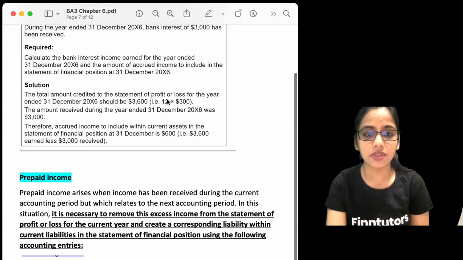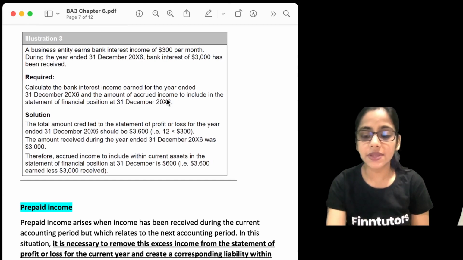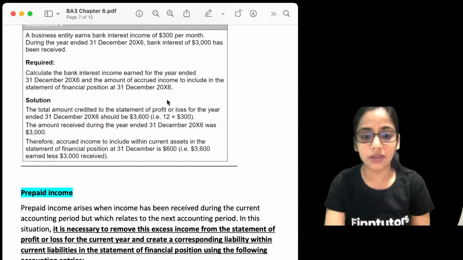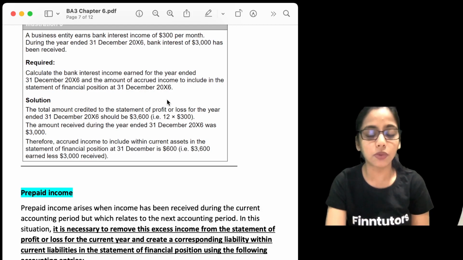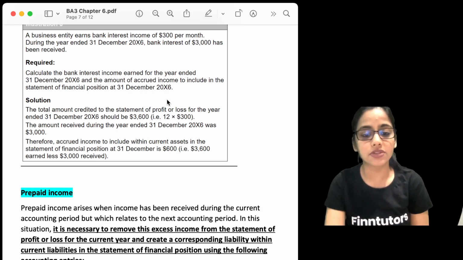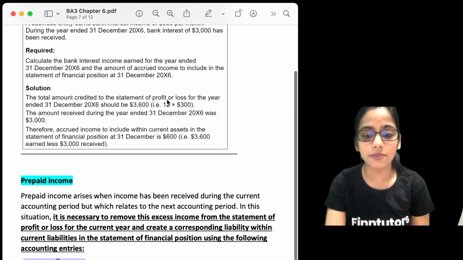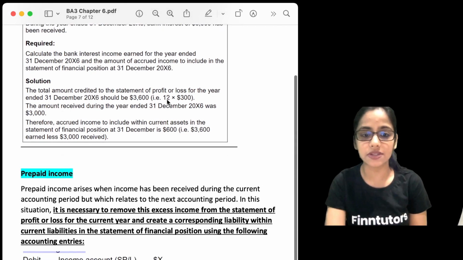To understand this with an example, it says that a business entity earns bank interest of $300 per month, and during the year ended, bank interest of $3,000 has been paid. So if it earns $300 per month, then we will multiply it by 12 to calculate the annual interest, which will be $3,600, and the amount received during that particular period was $3,000, which means you've earned the $600 but you've not yet received it. So that part of it is accrued. So in the accrued income side, we will record $600.